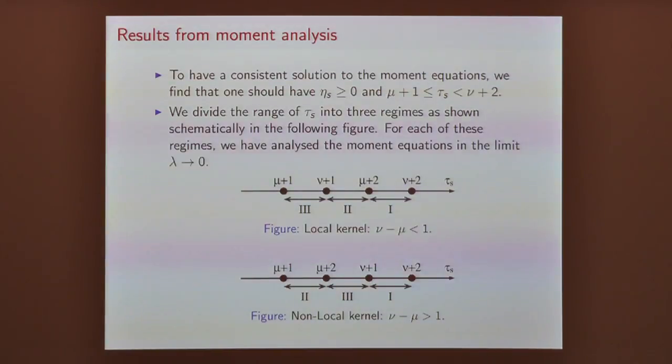The main result from here is that the behavior of Nm depends on the value of the local or non-local exponent, which is defined by nu minus mu. If nu minus mu is less than 1, then we get a local behavior. Local behavior means that similar masses coagulate with each other. If it is greater than 1, then we get a non-local behavior, meaning that masses of very different magnitude can coagulate with each other. Correspondingly, the different exponents will be different in these different regimes.